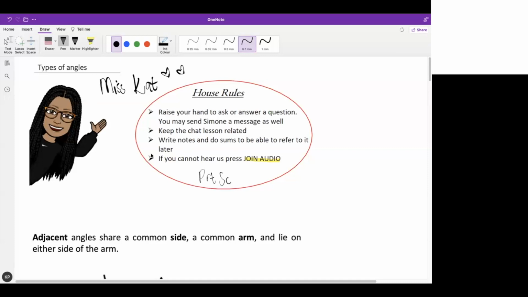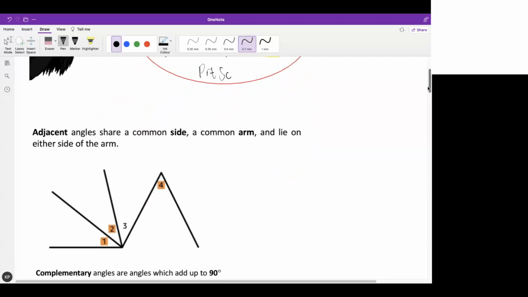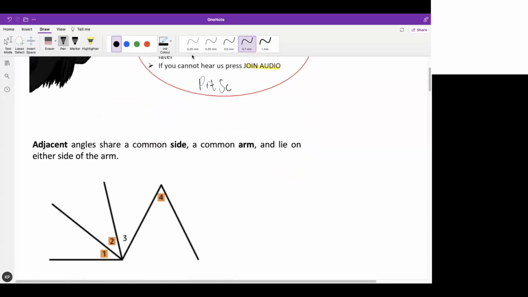We are doing geometry of straight lines, and today we'll be talking about types of angles. To get us started off, we're going to talk about adjacent angles.